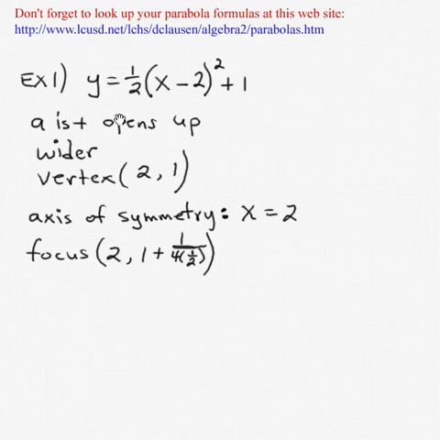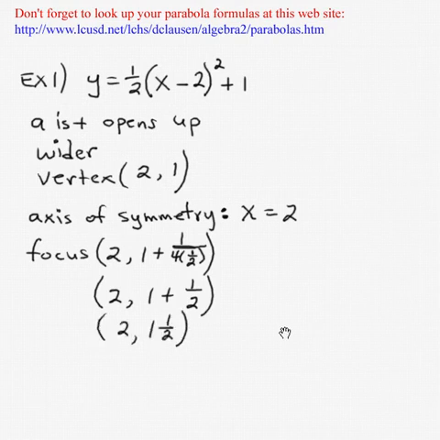To calculate the focus, it's always going to be inside the bucket. So for a parabola that opens up, the x value of the vertex and focus are the same, and we're going to add something to the y value of the vertex: 1 over 4a. According to the formula sheet in front of you, a here is 1/2, so we simplify the denominator first. 4 times 1/2 is 2, so that gives me 1/2, and then 1 plus 1/2 is 1.5. So the focus is located at the point (2, 1.5).